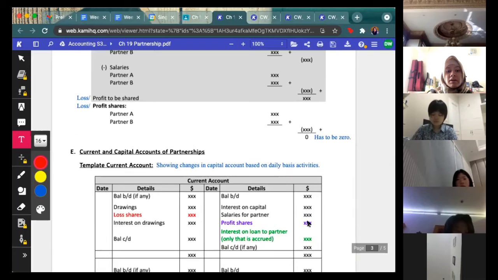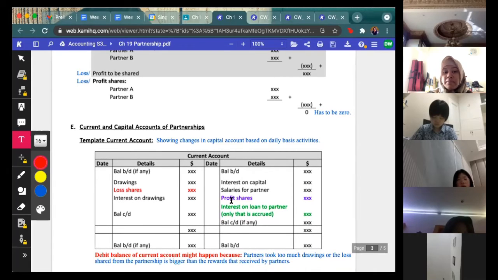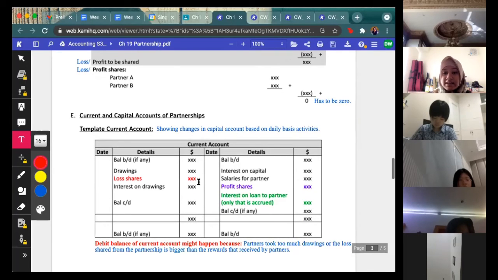Now, if it is a loss, then the loss will be shown on the debit side. So loss shares on the debit side, profit shares on the credit side. I already put different colors. It's impossible to have both of them; it is either profit shares or loss shares. Drawings are also shown in the current account on the debit side because they decrease capital. Interest on drawings is also on the debit side because it is charged to partners, so it decreases the capital.